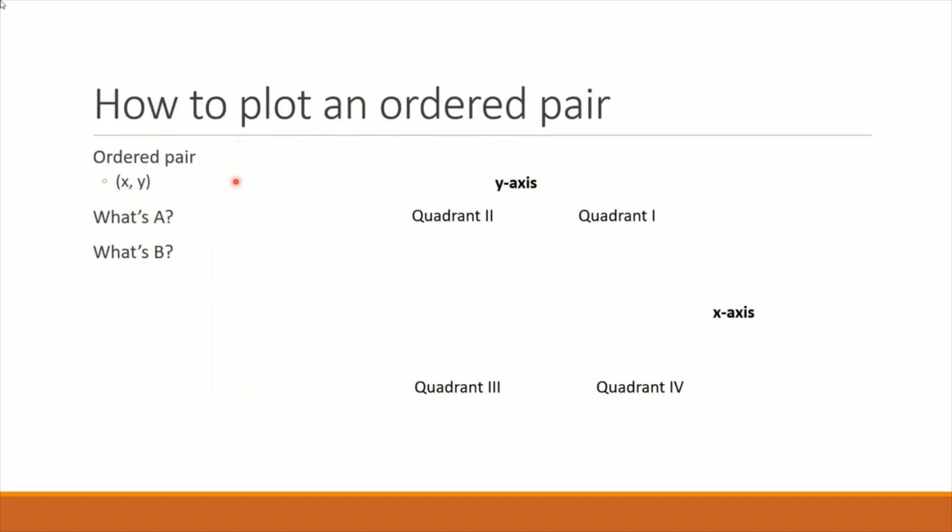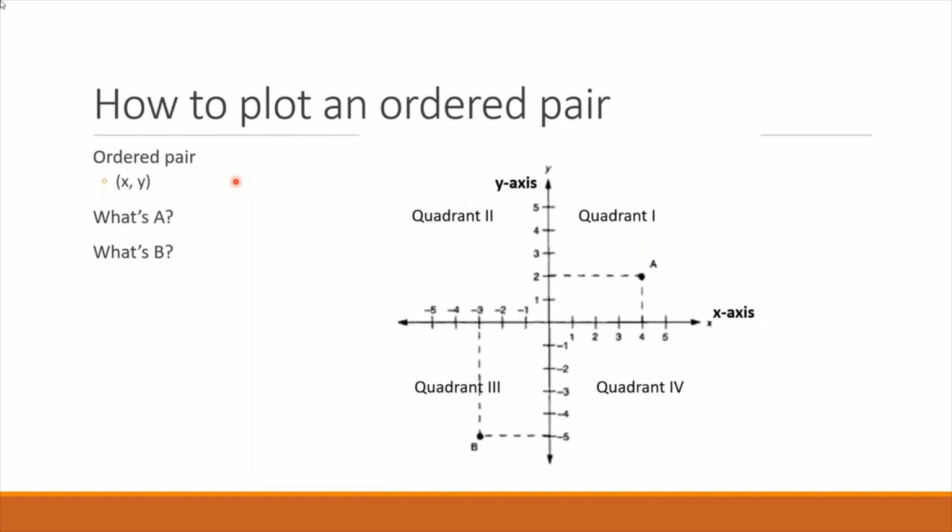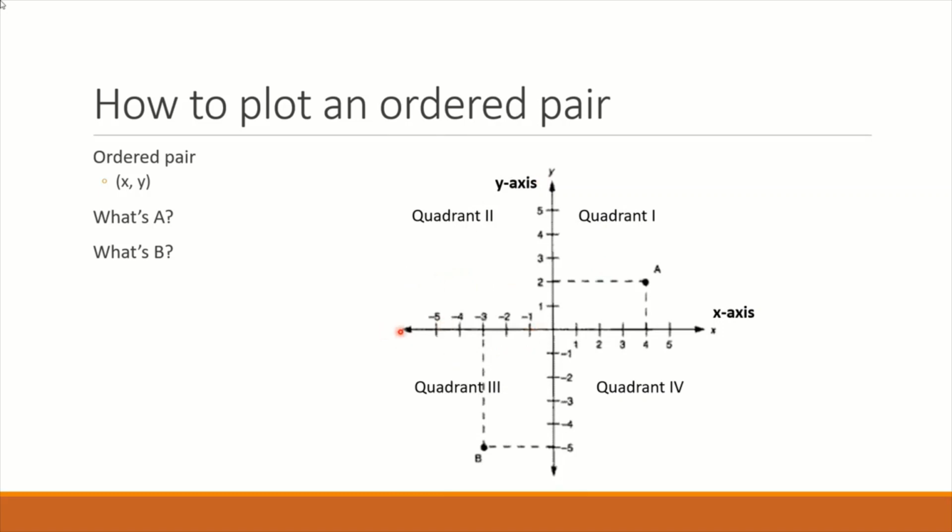So how to plot an ordered pair. This is the XY plane, also called a Cartesian plane, and it has 4 quadrants: 1, 2, 3, 4. It's like the shape of a C. Then you have the x-axis and the y-axis. Now, what is point A?